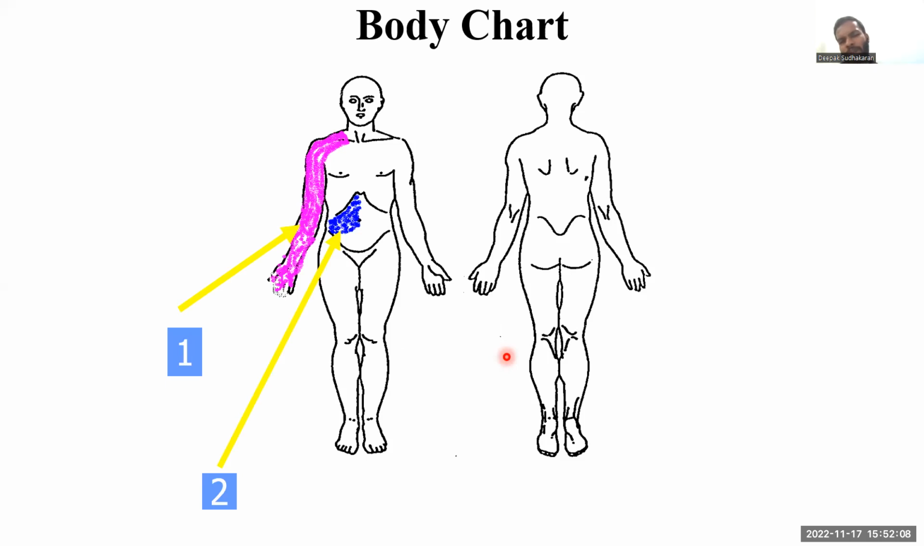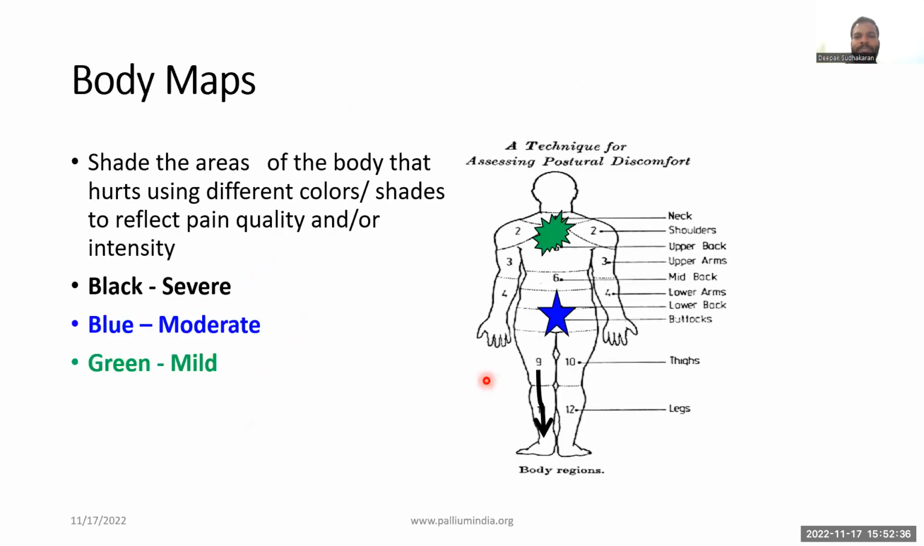Now each of these, 1 and 2, you have to describe separately. The PQRST which we mentioned, for each of these pains you have to mention the site, the radiation, the palliating factors, the provoking factors, the severity, the type of the pain, the quality of the pain. All this has to be described. So there is this body mapping which we do. The front side is there, the back side is there. This is one way of doing it.